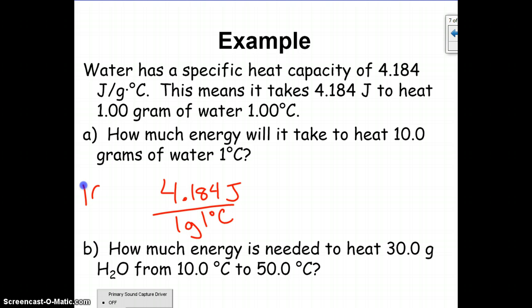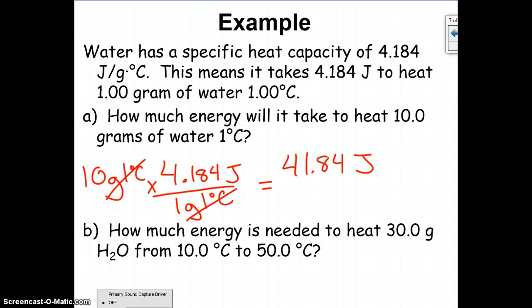So if you had 10 grams and you wanted to heat them 1 degree Celsius, you could just use the specific heat value as a conversion factor here. So grams and degrees Celsius would cancel, and you had 10 grams, so there should be 10 times as much energy required. So 41.84 joules.